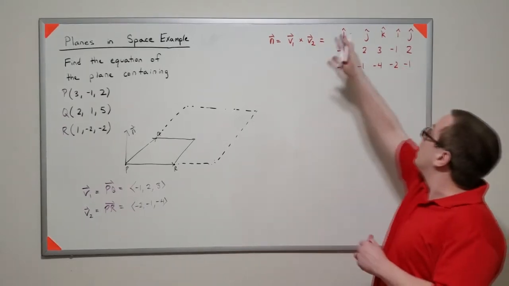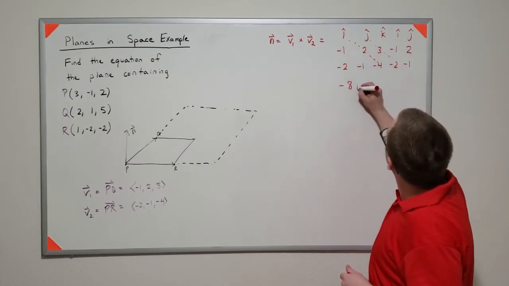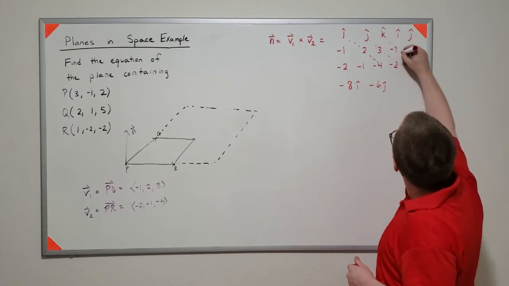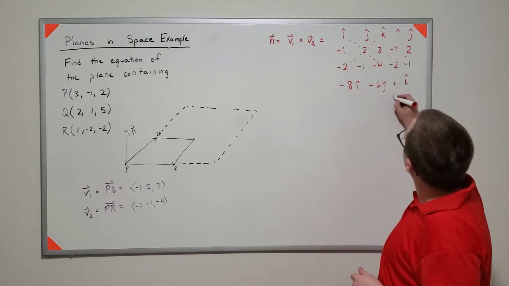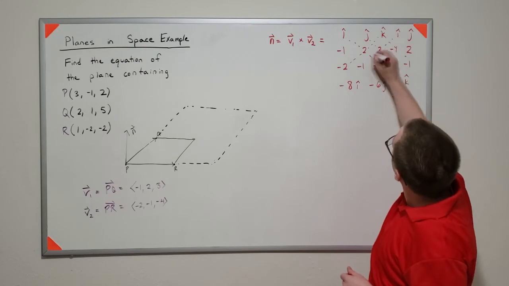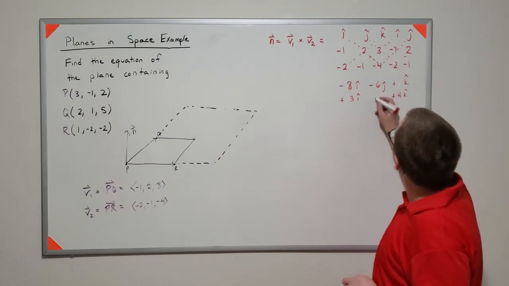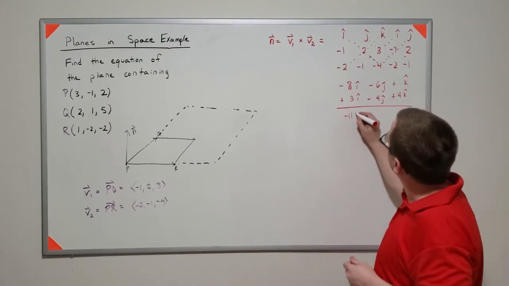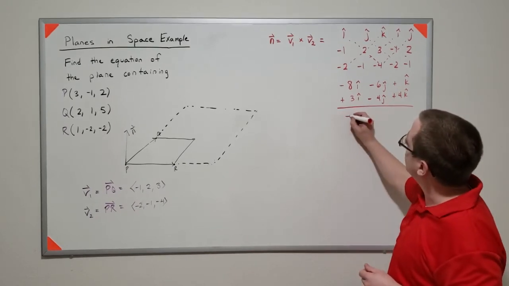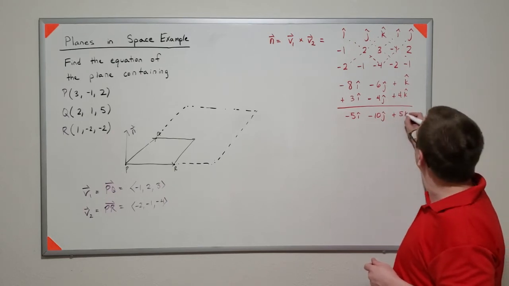Okay, so we have to go through here. We're going to get -8i minus 6j plus k plus 4k plus 3i. So what is that? Minus 4j. So -5i minus 10j plus 5k.